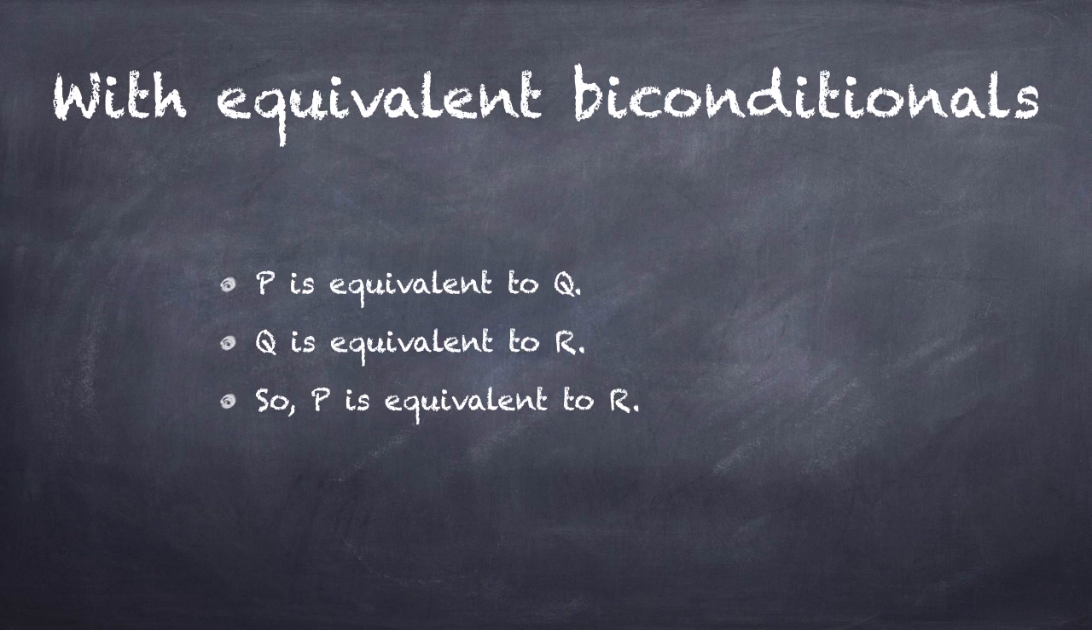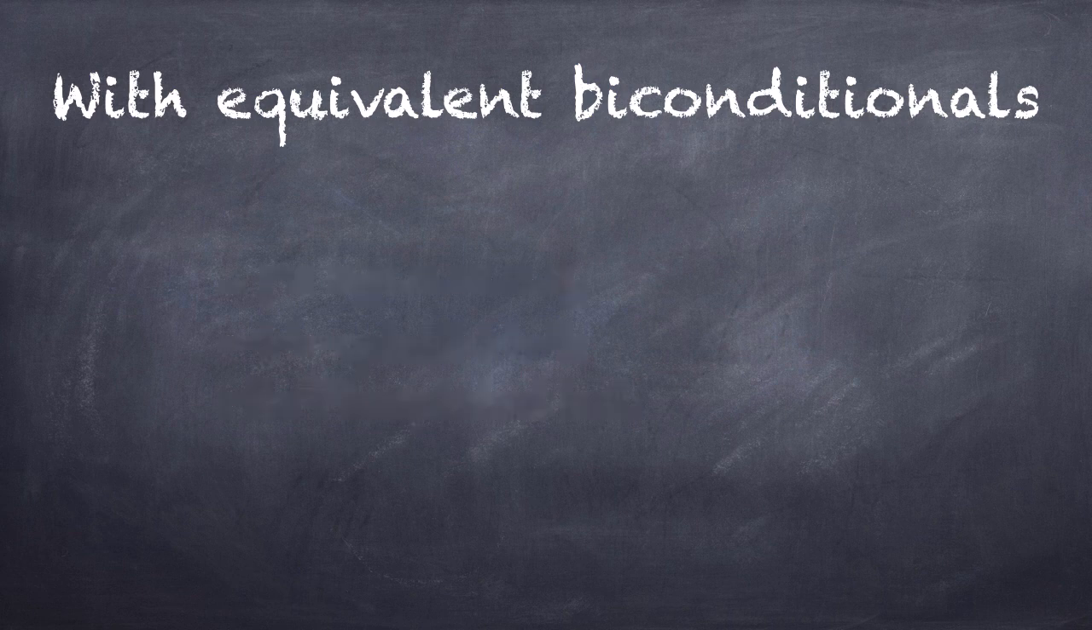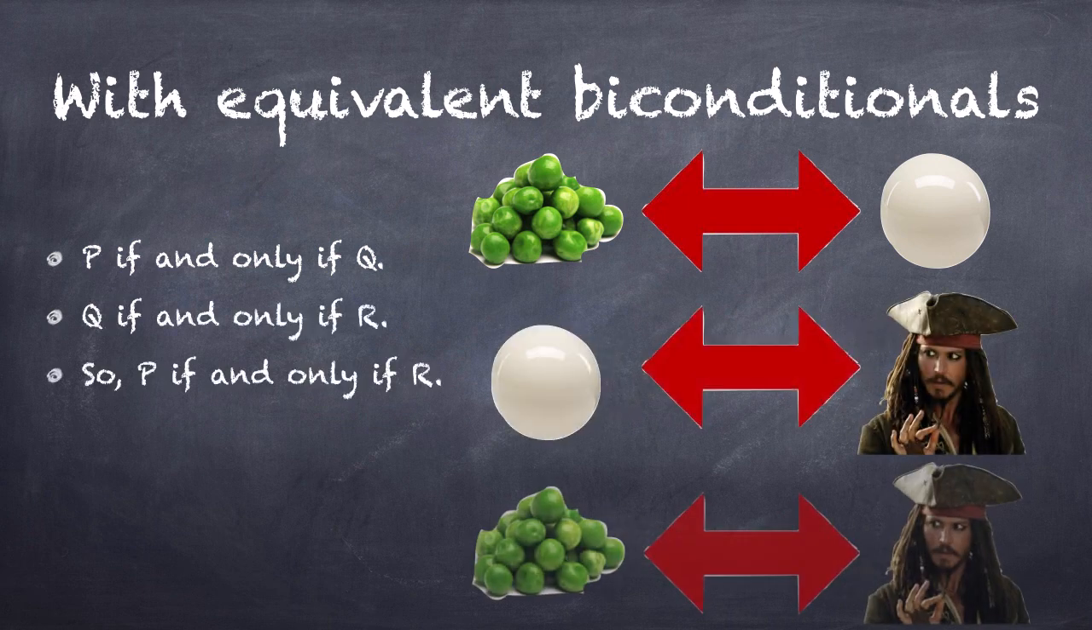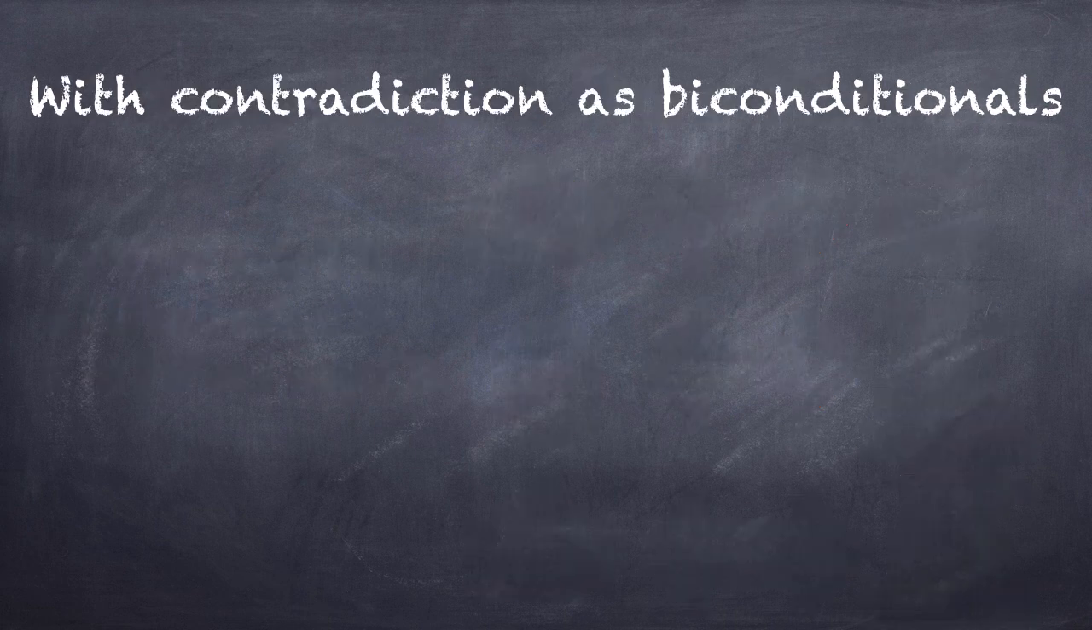Remember, P is sufficient for Q, Q is sufficient for R, so P must be sufficient for R. It also works for necessity from P to R. So P is sufficient and necessary for R. Thus, they are equivalent. The form is pretty straightforward. It looks a lot like hypothetical syllogism using conditionals. First we have P if and only if Q. Next we have Q if and only if R. So we infer P if and only if R. Okay, nothing very surprising when dealing with a biconditional that expresses equivalence.